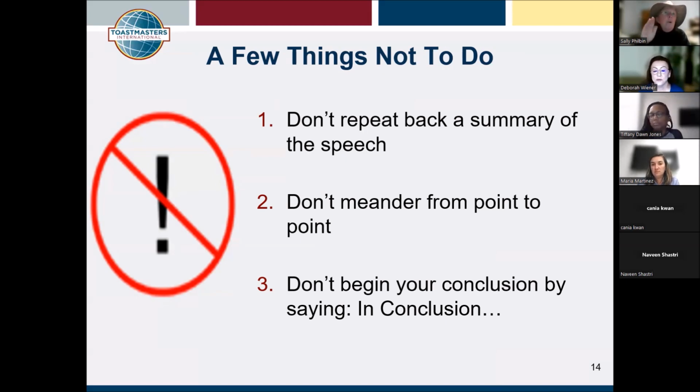Don't meander from point to point. What you want is an organized evaluation. It doesn't matter which methodology you use. You want an organized evaluation.